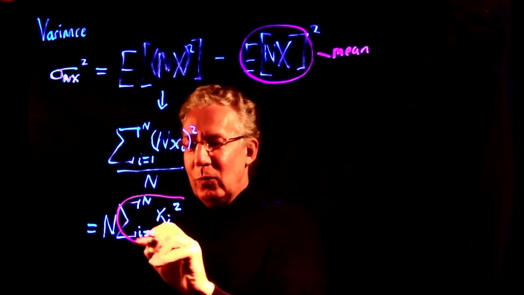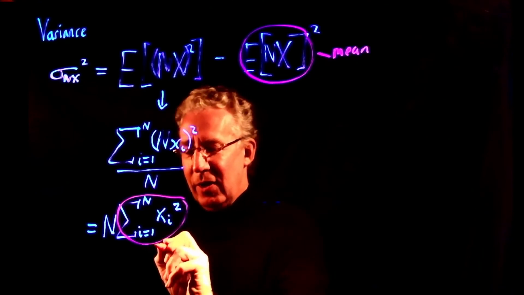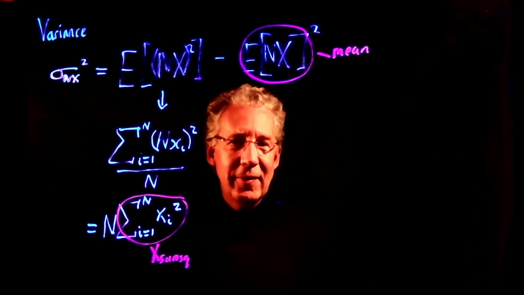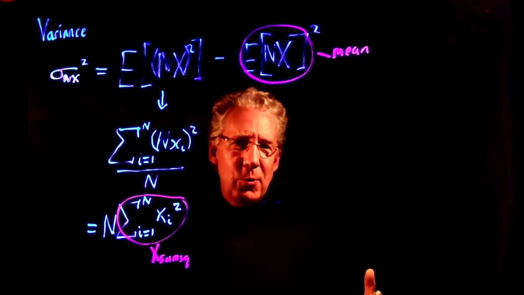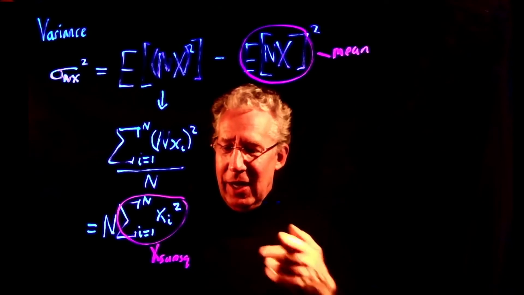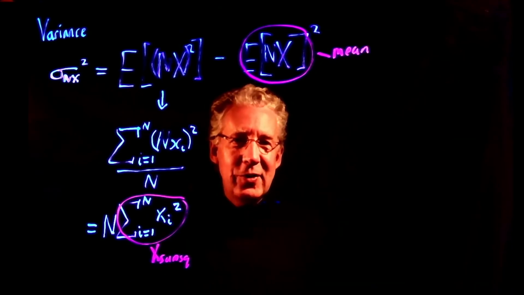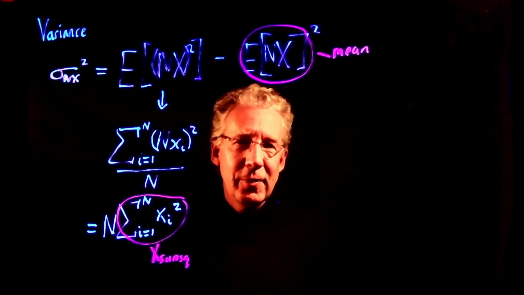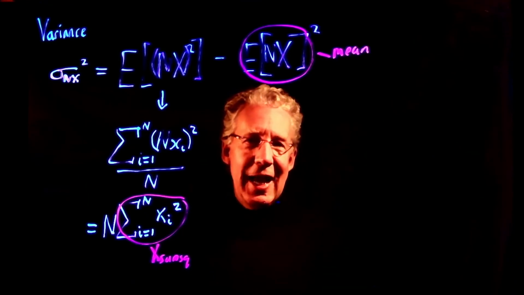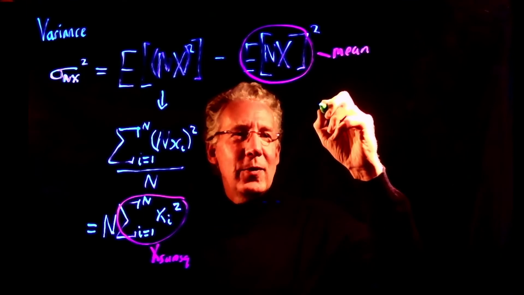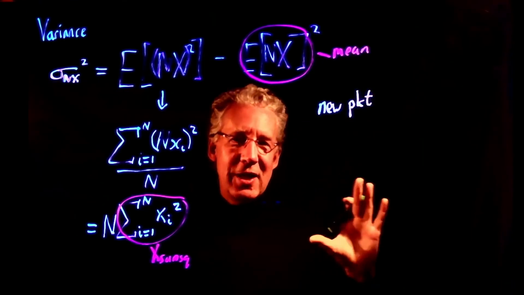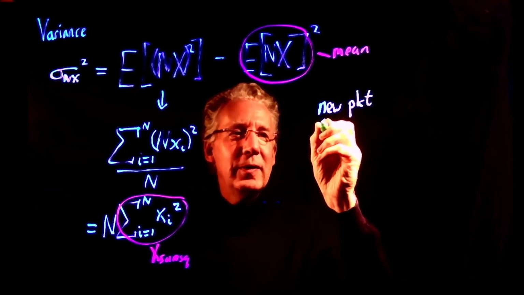So let's give this a name. We're going to call that x sum squared. Now, how do we update the mean and the variance when packets arrive and cause our different metrics to change? Well, there's two different ways that can happen. So a new packet arrives. First thing that can happen is that it actually creates a new xi in our distribution.